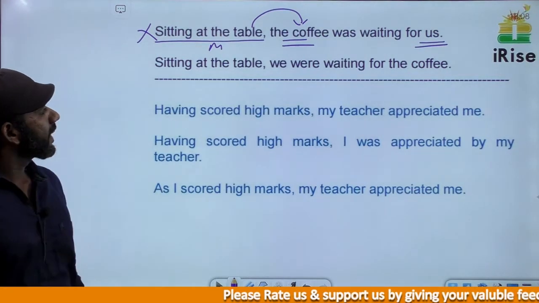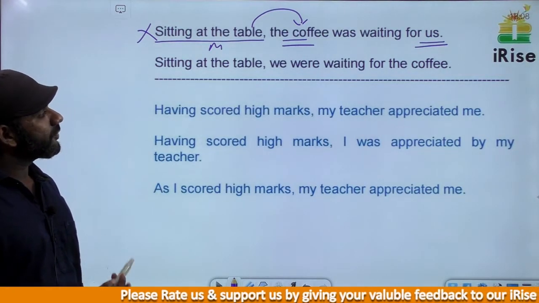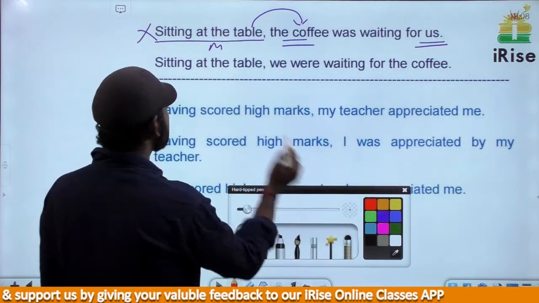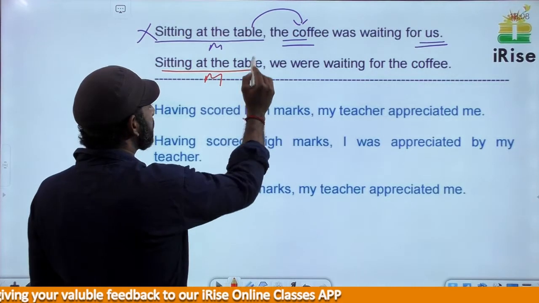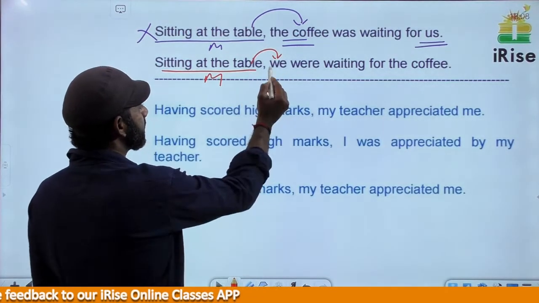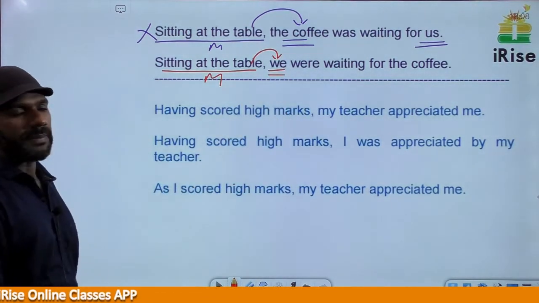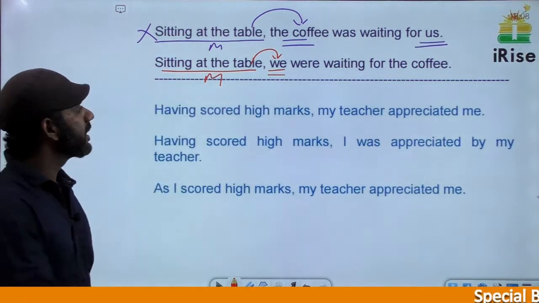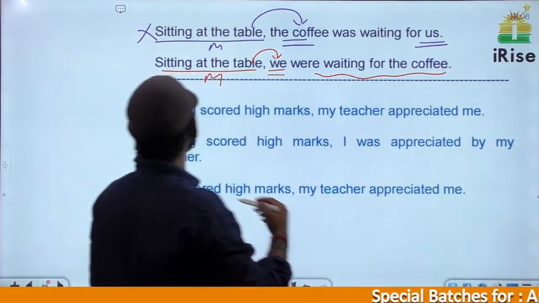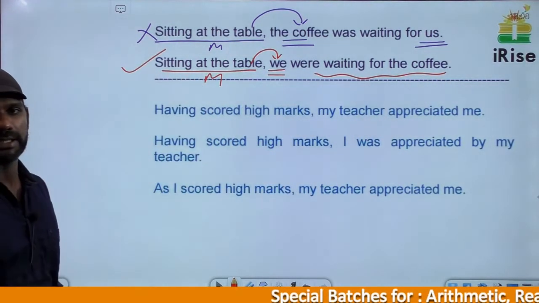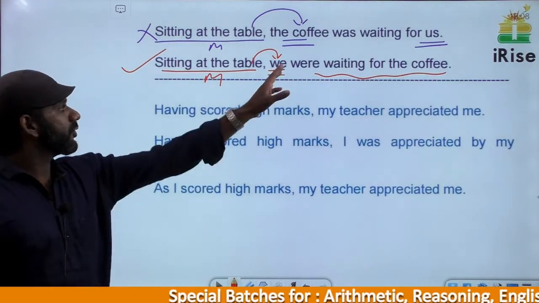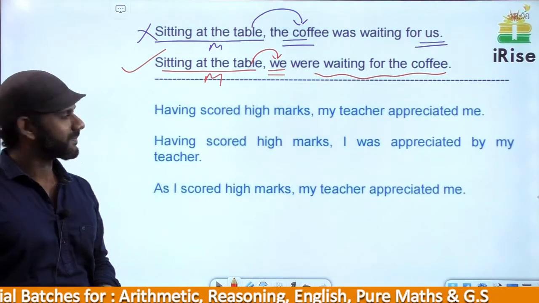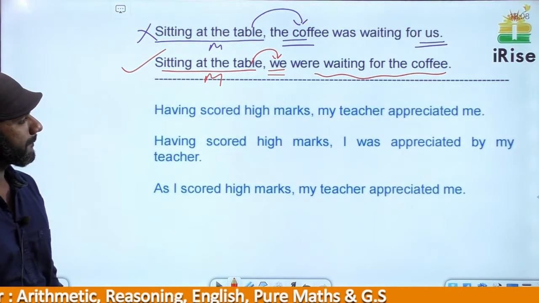Come to the second one. Sitting at the table, we were waiting for the coffee. The modifier here is sitting at the table, and the modifier comes very close to we. That means the modifier is modifying the word we. Sitting at the table, we means we were sitting at the table and waiting for the coffee. This one makes sense, must be considered. Got it? Come to the next one.